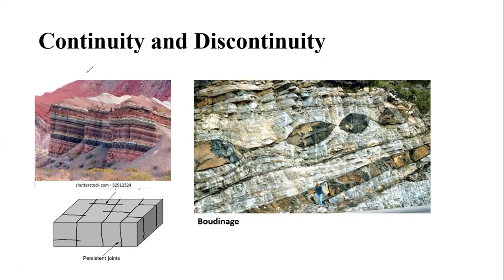Now let's check these layers. If we check over here, we see the layers are continuous. They're going to come back here, come back there. They are continuous. So these layers are continuous. So it shows that we don't have any interruption.